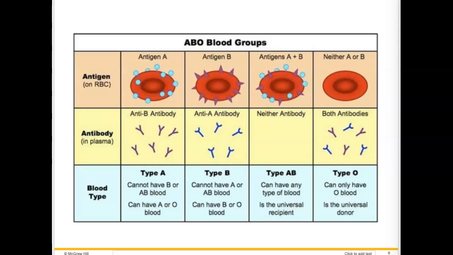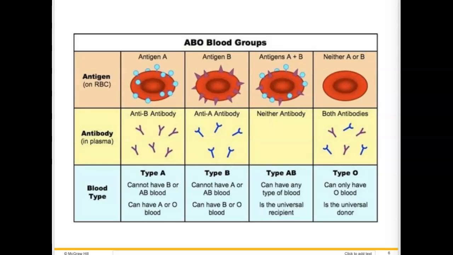To understand blood typing, we look at the antigens on the red blood cells and see that antigen A is on type A blood and antigen B is on type B blood. No antigens are on type O blood, and type AB blood has both antigens, A and B.